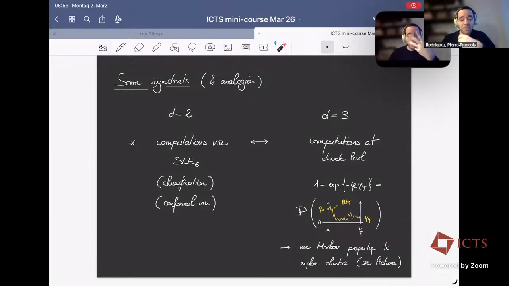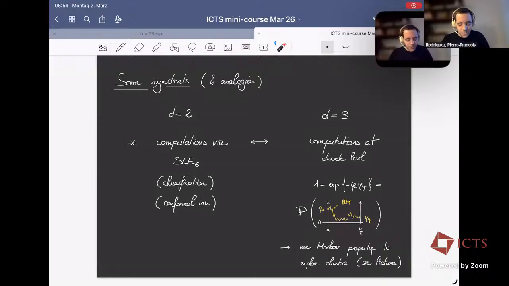So somehow the Markov property is in one way or another intimately linked to all the models that we can, I mean, almost or many models that we can analyze in percolation. And I think maybe one of the reasons is because it marries well with the exploration of clusters. So I'll say more about this during the lectures.